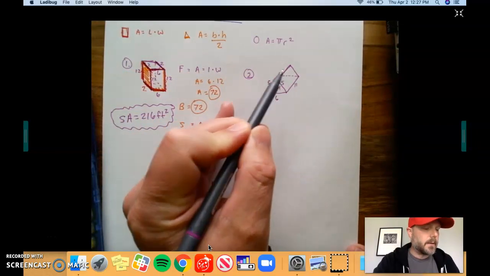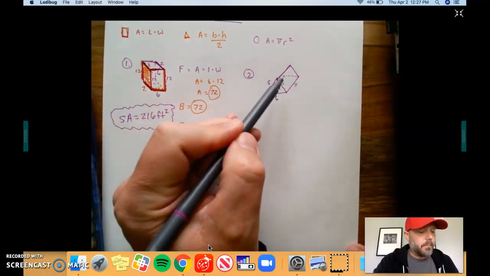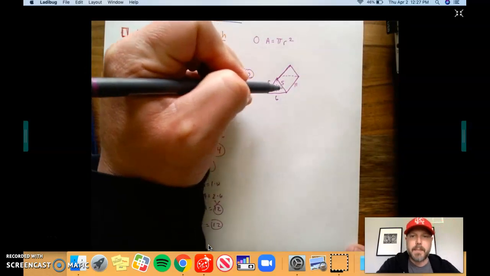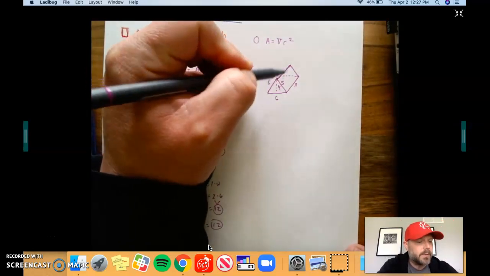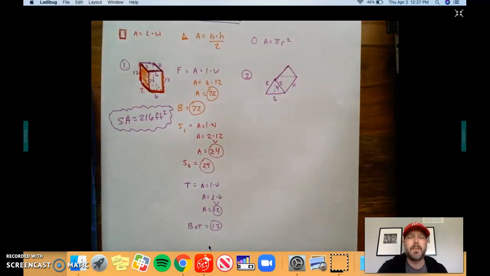There's this back here. Okay? And we have a bottom, that it's the base, and then we have the two sides. So we have 1, 2, 3, 4, 5. We have 5 different faces on this shape. Okay? So that means we're going to have 5 numbers that represent area, and we're going to have to add up those 5 numbers to get the total surface area.